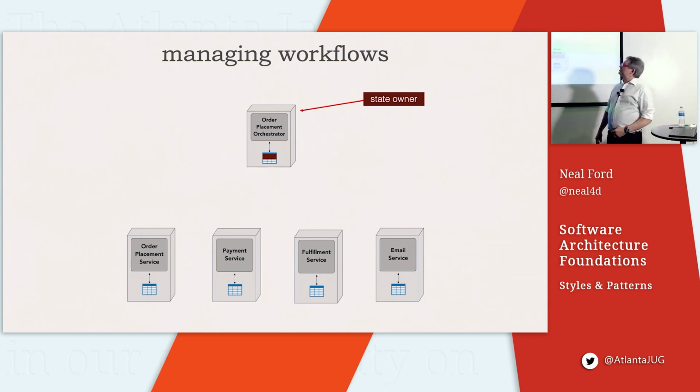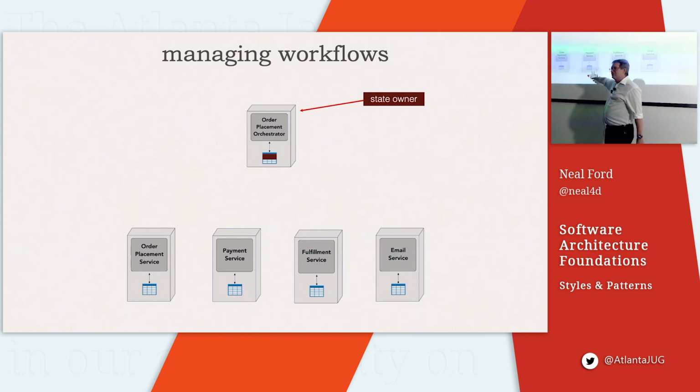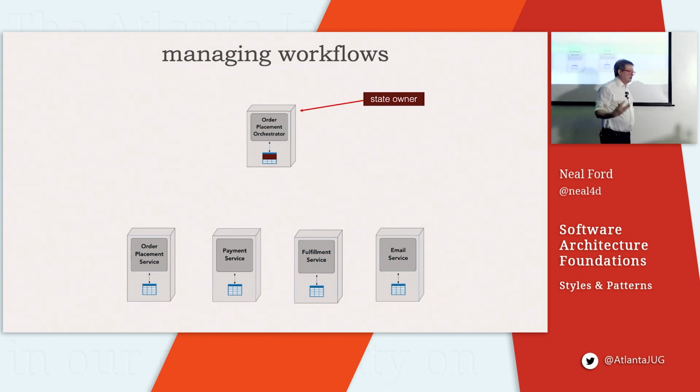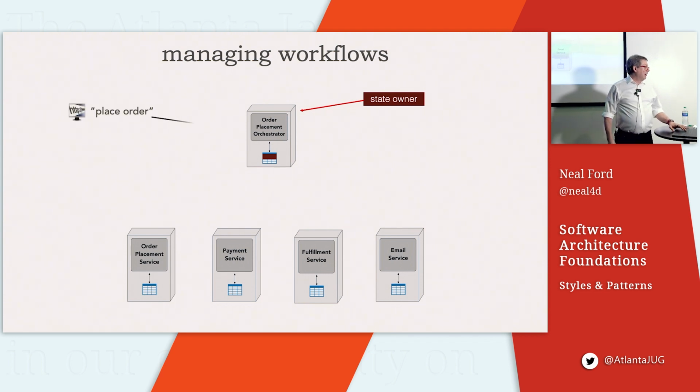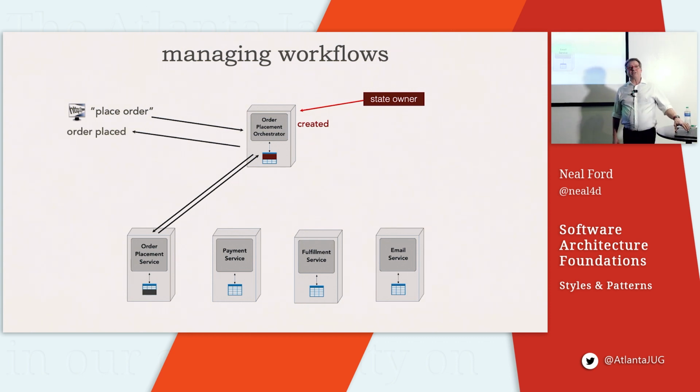And typically this orchestrator can be the state owner, and all it typically owns the state of is the workflow. So the domain behavior is all in these individual services along with their data, and it's managing the state of the workflow. So a request comes in to place an order for a book or something like that, and so my orchestrator can do its job and orchestrate this, send a message to the order placement service, and that'll change its state to I'm in a created state. And then I can tell my customer, yes, congratulations, your order's been placed, your book is on its way.